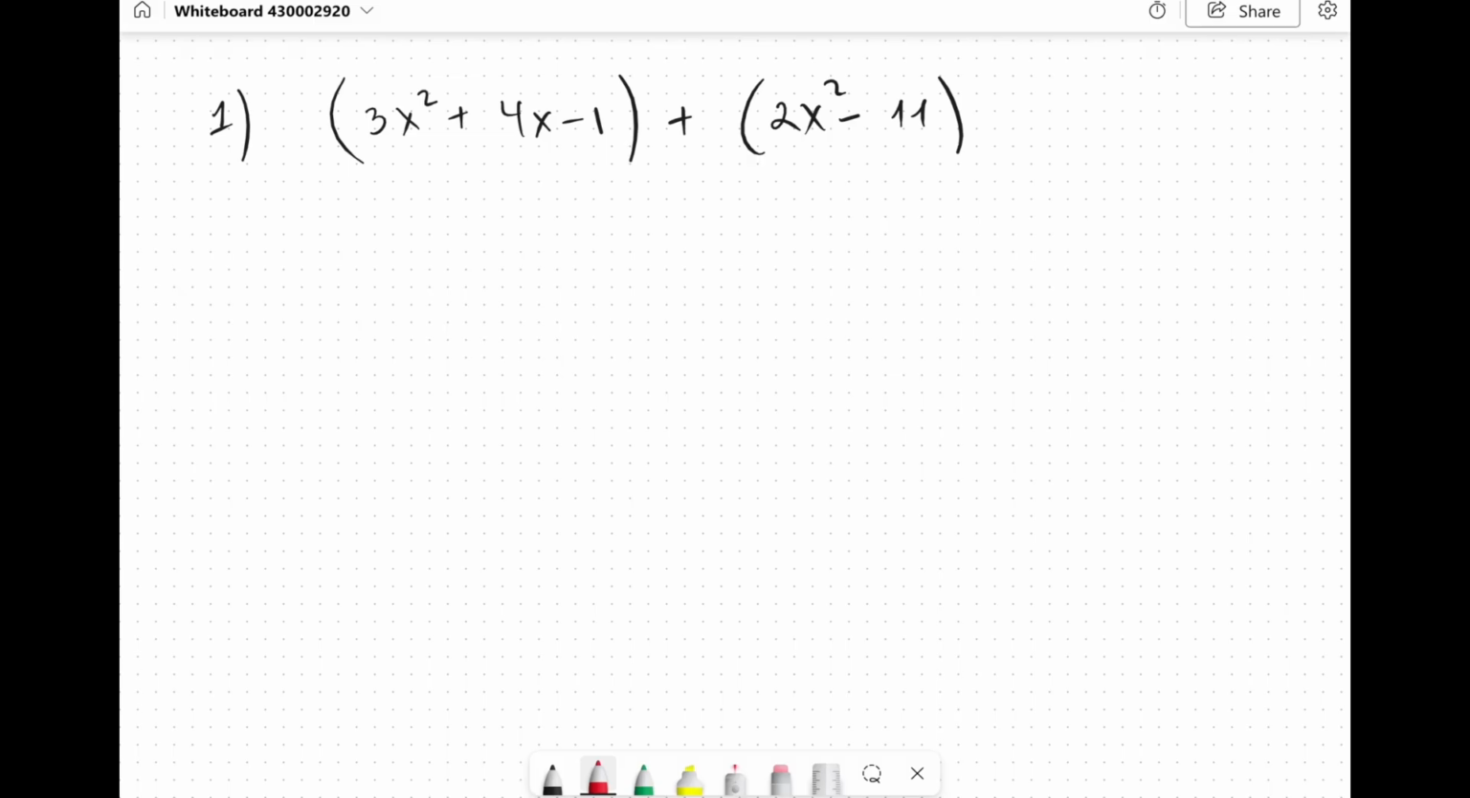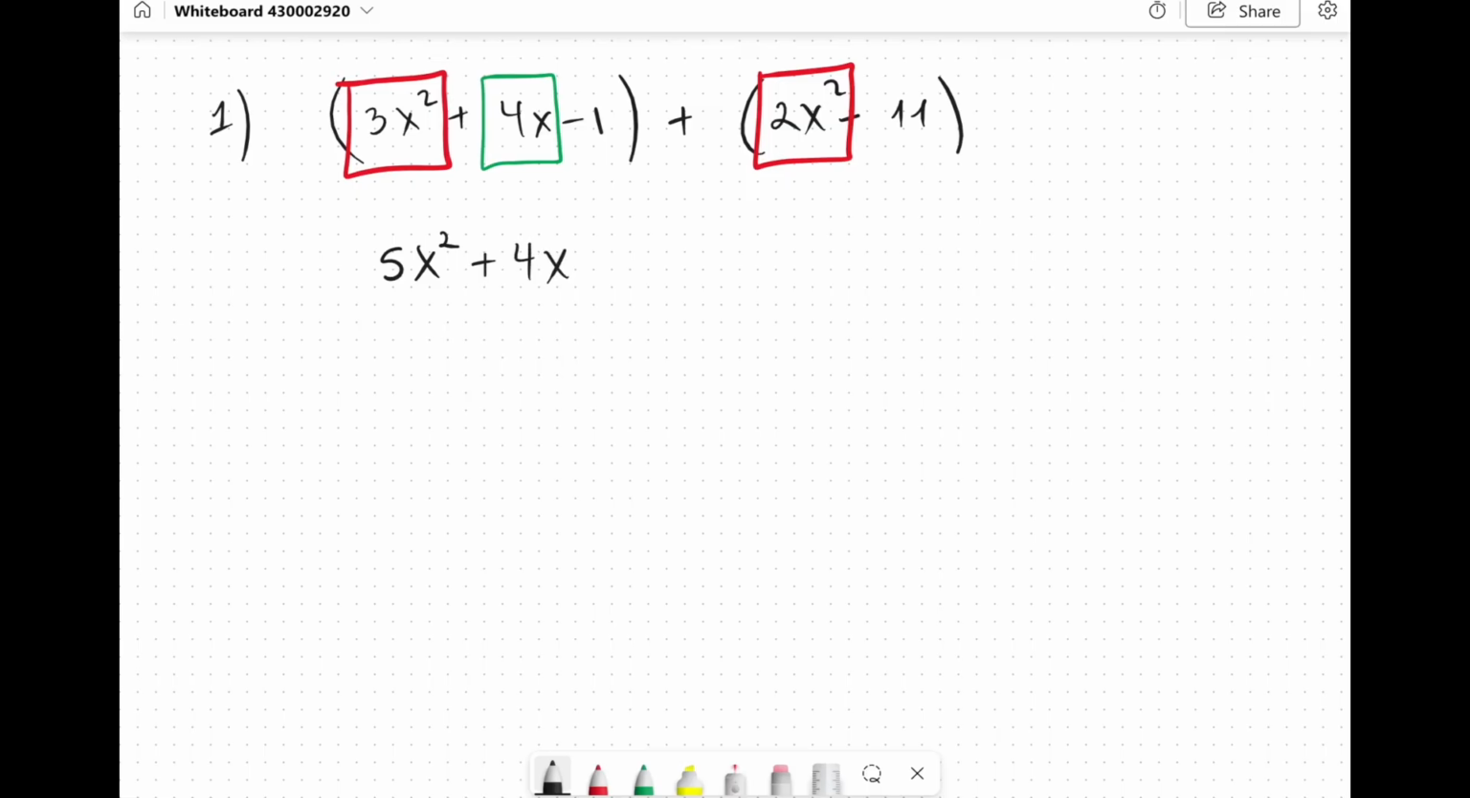Keep in mind that like terms are those that have the same variables or letters, and those letters have the same exponents. So looks like I have the 3 with x squared and the 2 with x squared. We combine those to 5 with x squared. The next thing here is 4 with an x. I don't have another term anywhere with an x, so I'll just bring it down.